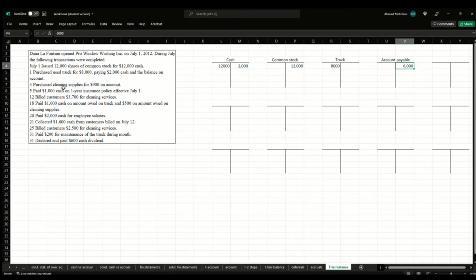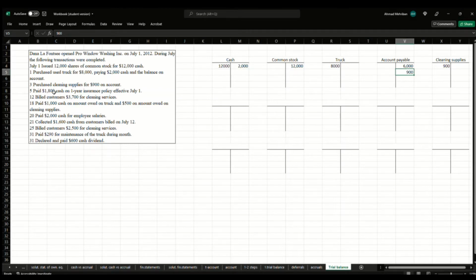Next, we purchased cleaning supplies for 900 on account. So we can add here the cleaning supplies account, which is 900. We purchased it on account, meaning that our accounts payable increases because we purchased cleaning supplies.